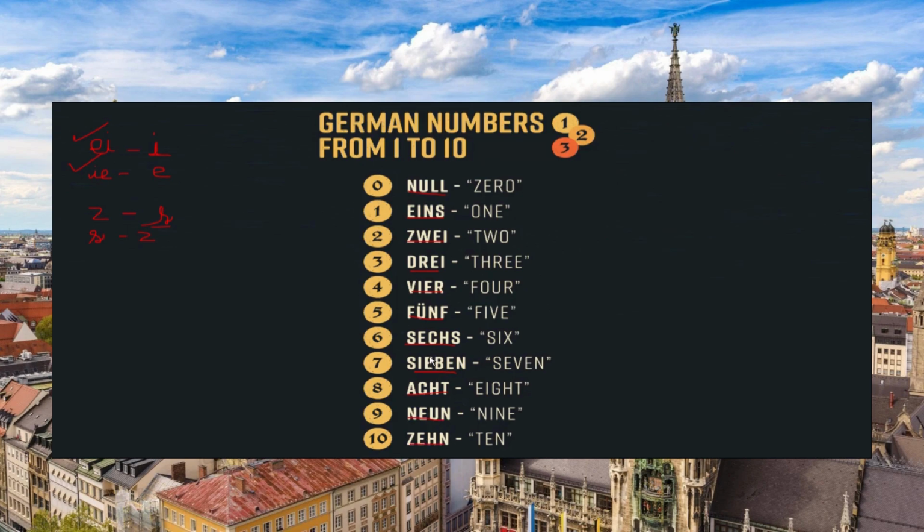Now we are going to repeat them. Sechs, sieben, acht, neun, zehn. So now this was German numbers from 1 to 10.